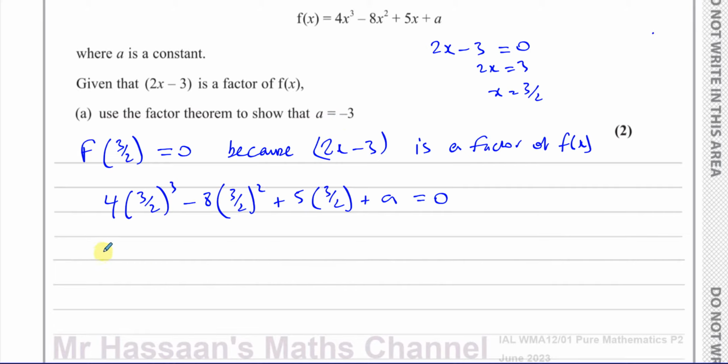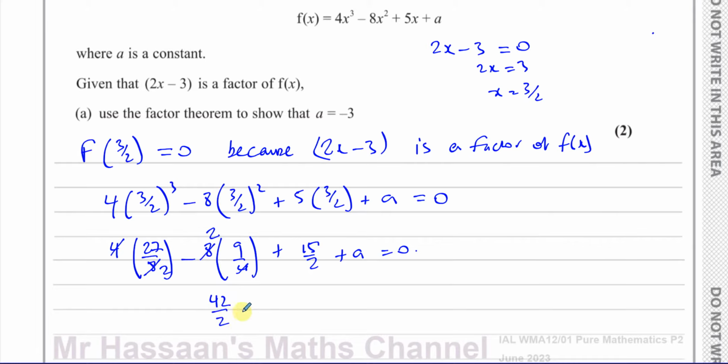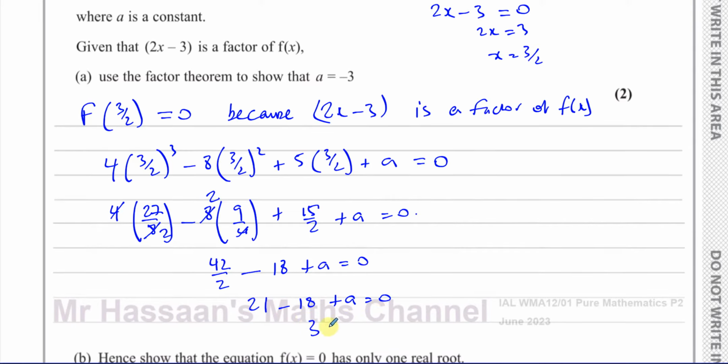So I would advise you to at least show the step where you do 4 times, and then you cube this number, so that's going to be 27 over 8, minus 8 times 9 over 4, because that's squared, plus 15 over 2 plus a equals 0. So the 4 and the 8 cancel, leaving you a 2 underneath. The 4 and the 8 cancel here, leaving you 2 on top. So you've got 27 over 2 plus 15 over 2, that's 42 over 2, which is 21. And you've got minus 2 times 9, which is 18, plus a equals 0. So that gives you 21 minus 18 plus a equals 0, which is 3 plus a equals 0. Therefore, a equals negative 3.